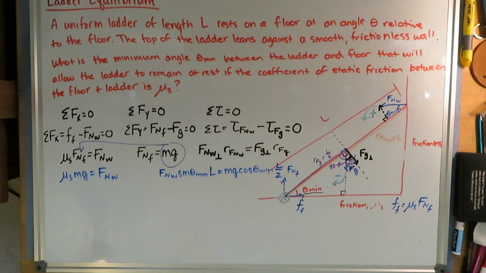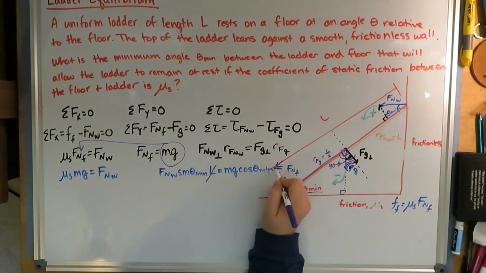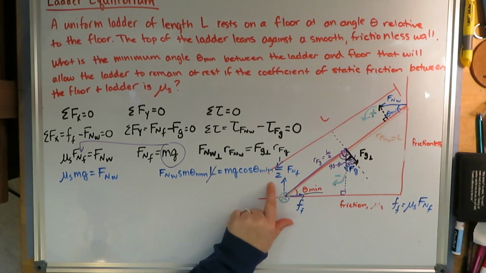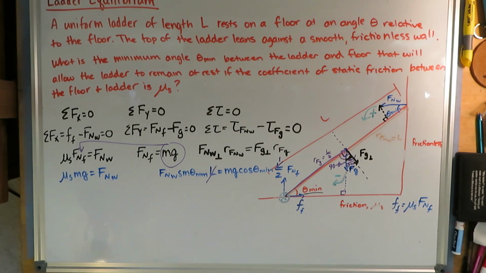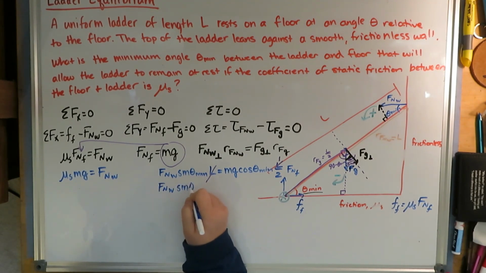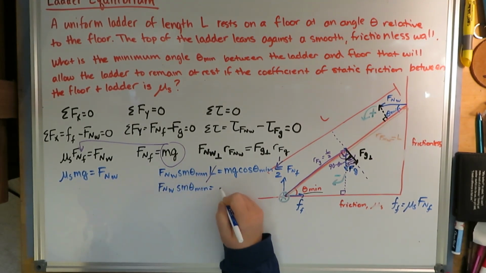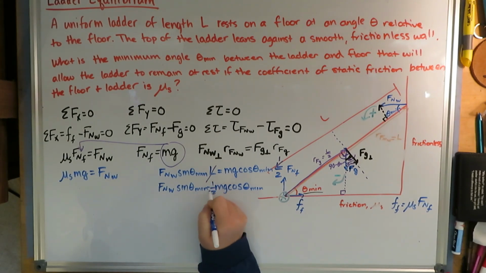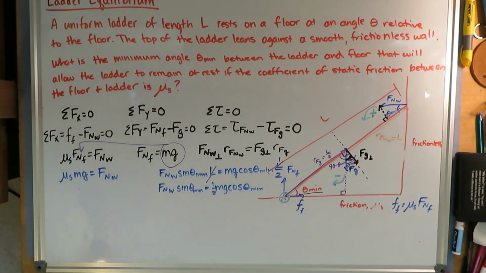One thing I noticed right here is that L actually does cancel. So I have that L canceling right here. That gives me that FNW sine of theta min is equal to mg cosine of theta min times L over 2. So I can actually come over here and stick a 1/2 in front right there. So let's make that FNW sine of theta min equal to 1/2 of mg cosine theta min.